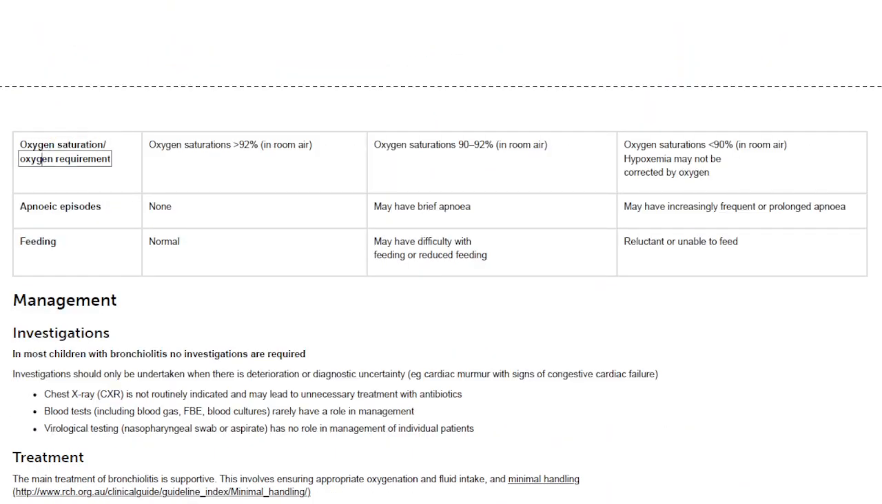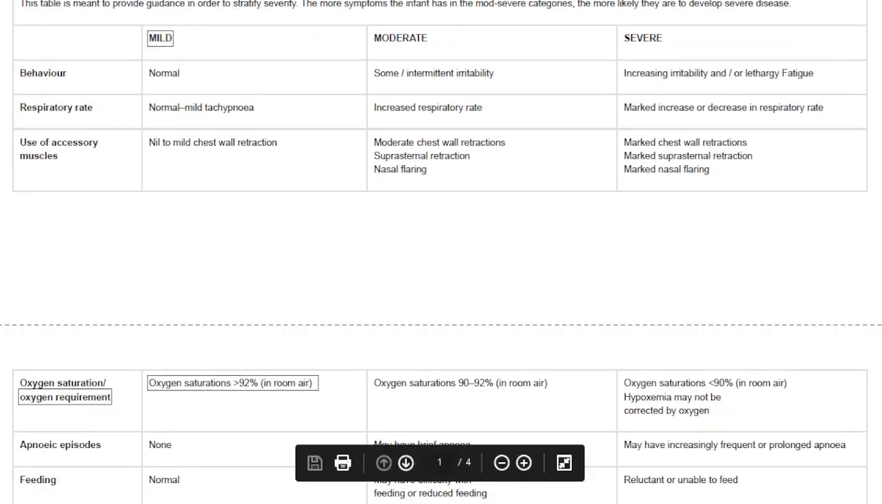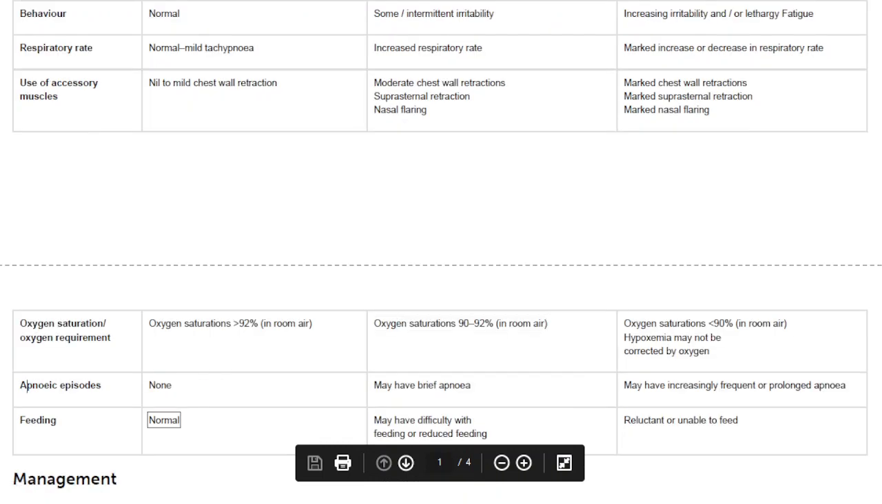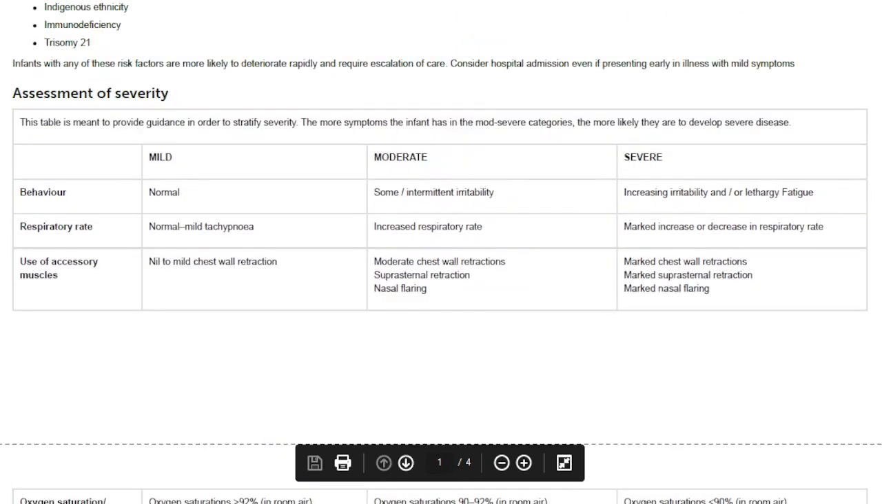Oxygen saturation/oxygen requirement. Mild: oxygen saturations greater than 92% in room air. Apnoeic episodes: none. Feeding: normal. Moderate: oxygen saturations 90-92% in room air. Apnoeic episodes: may have brief apnoea. Feeding: may have difficulty with feeding or reduced feeding.